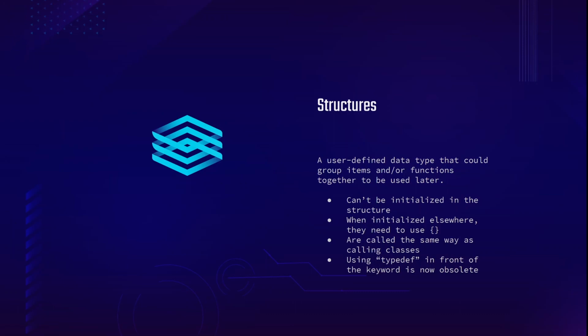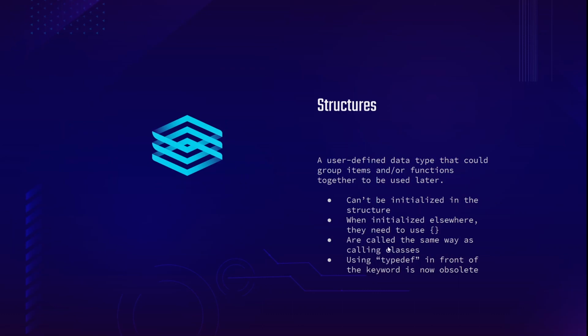Structures. I brought it up before, not in this video necessarily, that they are functionally the same as classes, but let's get into the differences. Structures are a user-defined data type, just as classes are, and can group items and or functions to be used together later. So, just a quick note. Values cannot be initialized in the structure. When they're initialized elsewhere, you need to use brackets. This is, again, an exclusive C++ feature. When you're calling structures, they're called the exact same way as you would call a class.